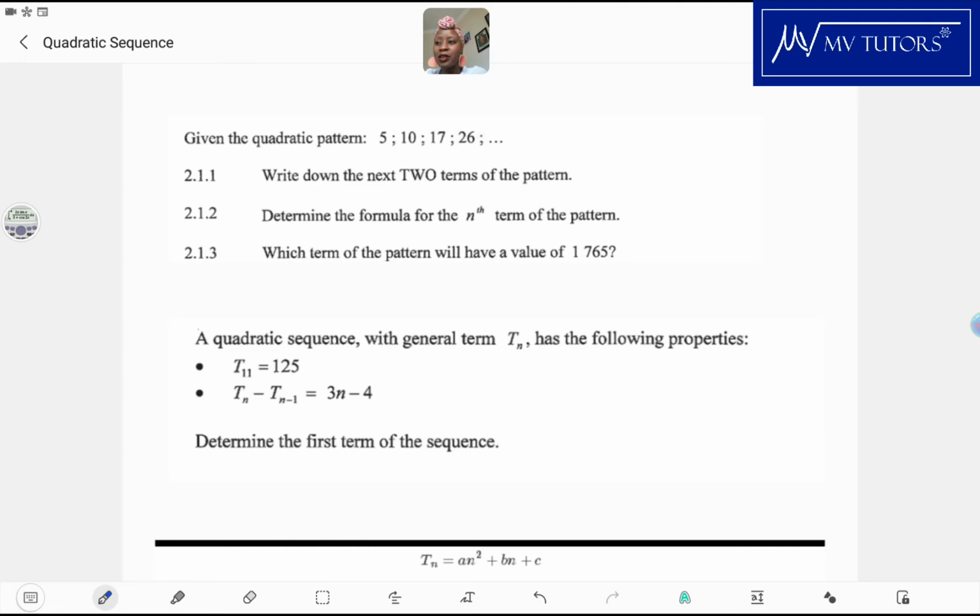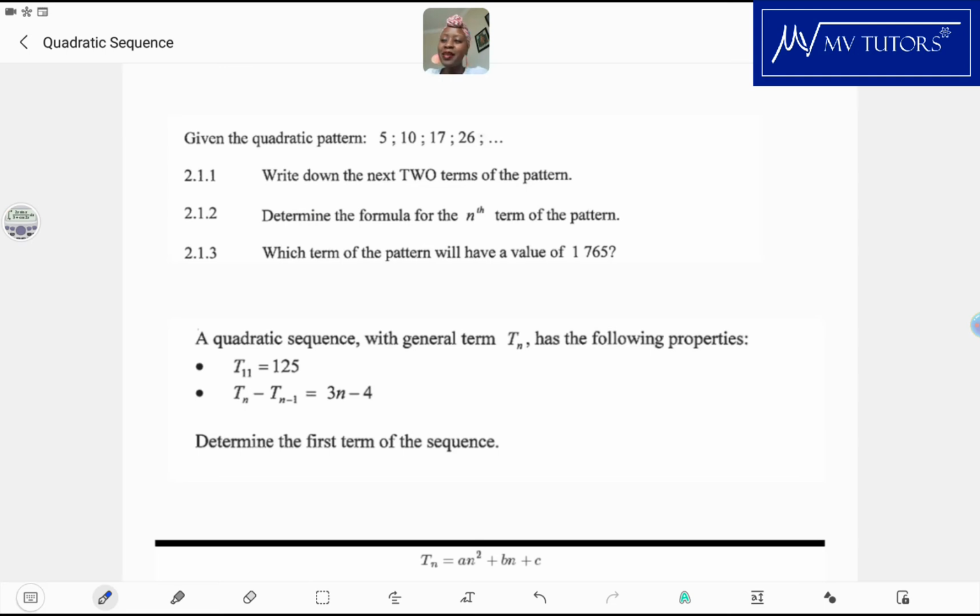And the third question, which term of the pattern will have a value of 1765? Then we have a second part of the question: a quadratic sequence with general term Tn has the following properties. The 11th term is 125, and Tn minus 1 is equal to 3n minus 4. So just have that in mind and let us go on to do the little bit of theory.